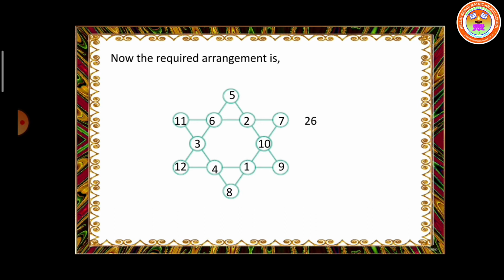11 plus 6, 17. 17 plus 2, 19. 19 plus 7, 26. 5 plus 2, 7. 7 plus 10, 17. 17 plus 9, 26. 7 plus 10, 17. 17 plus 1, 18. 18 plus 8, 26. 12 plus 3, 15. 15 plus 6, 21. 21 plus 5, 26. 11 plus 3, 14. 14 plus 4, 18. 18 plus 8, 26. Can you understand?